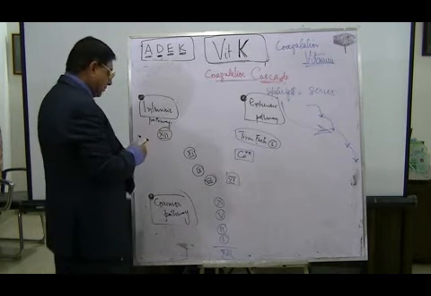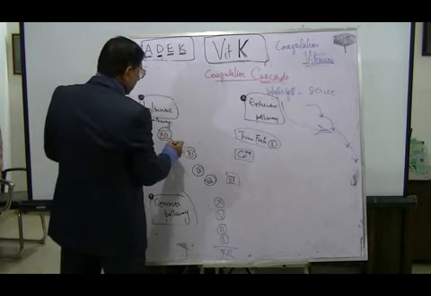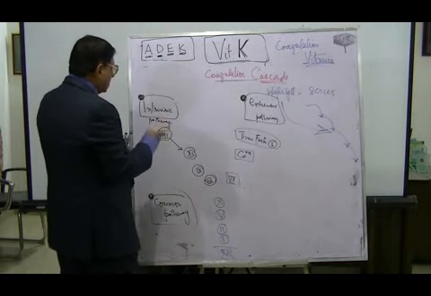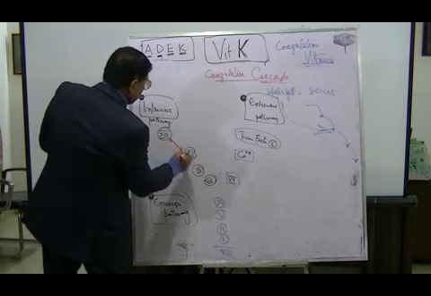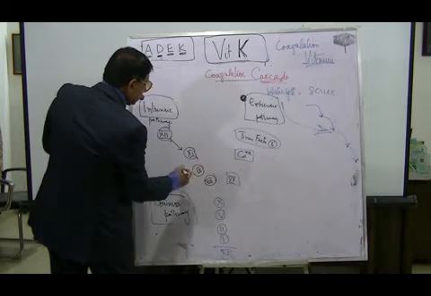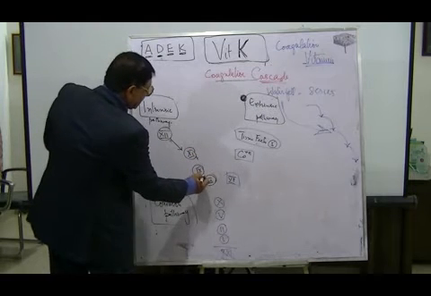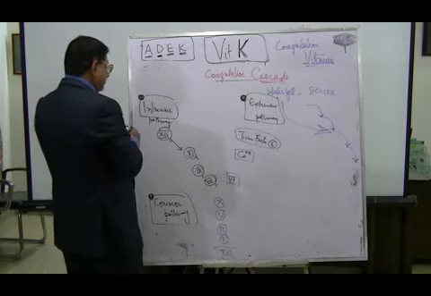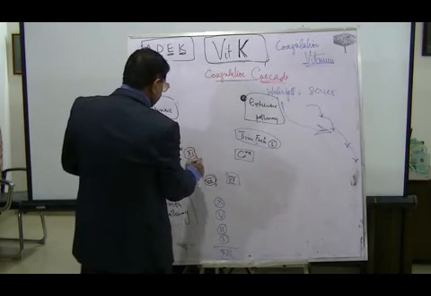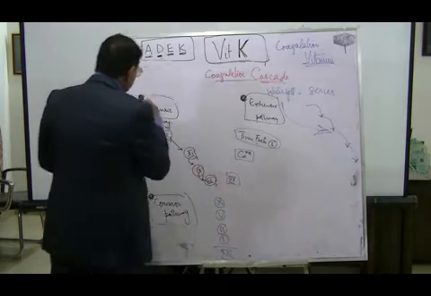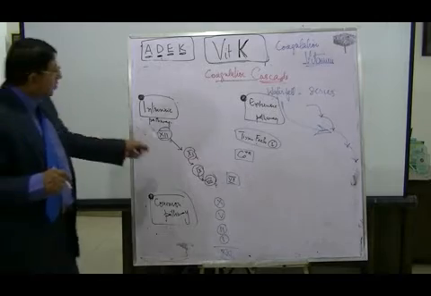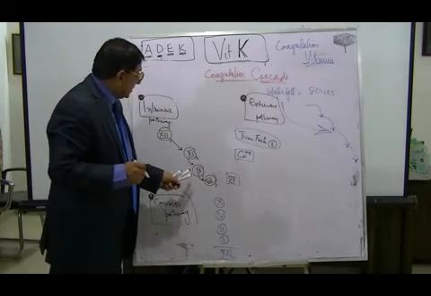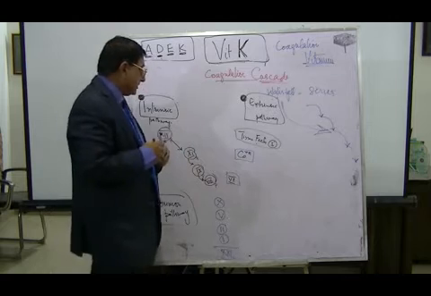So the intrinsic pathway: activated factor 12 acts on 11 and activates it. Activated 11 acts on factor 9 and activates it. Activated 9 acts on 8 and activates it. So they are sequentially activated.